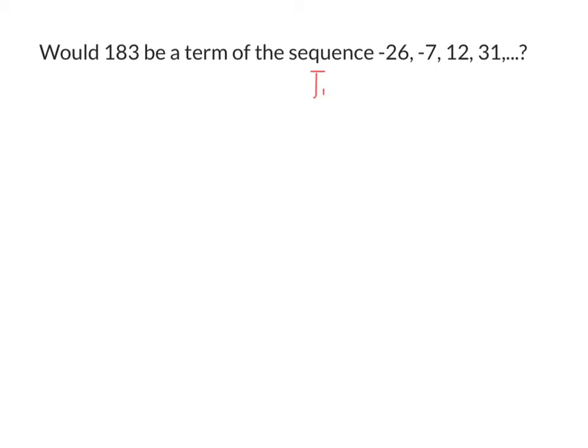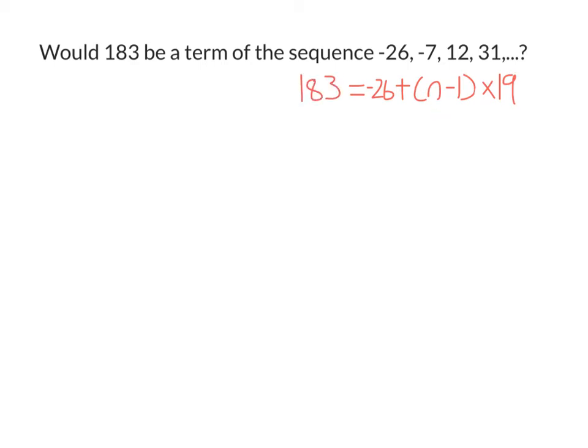So the formula we have is Tn equals a plus (n minus 1)d. Well, we know clearly a is minus 26. It's just the first term. And here d is positive 19. It's positive because we're going up each time. So we want to know, is 183 one of these values for Tn? So this is what we're going to do. We're going to sub in 183 and find the value of n.